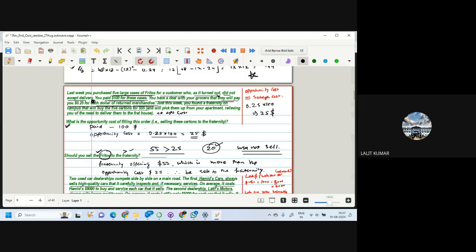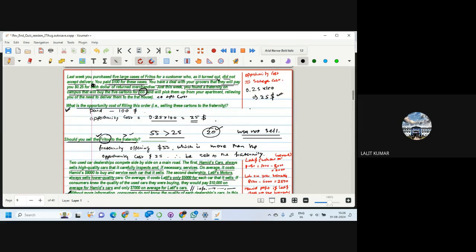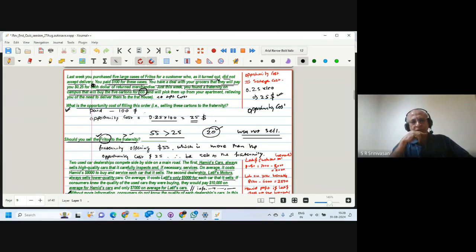Now this week you found a fraternity on campus that they will buy the 5 cartons for $55. So what is the opportunity cost? I have calculated $25. Should you sell the Fritos to the fraternity? Yes, because you are getting a higher price than the opportunity cost. If this price was less than the opportunity cost, you would not have sold. So this is the concept of opportunity cost. And this is the only question I could see from week 1 to 4.